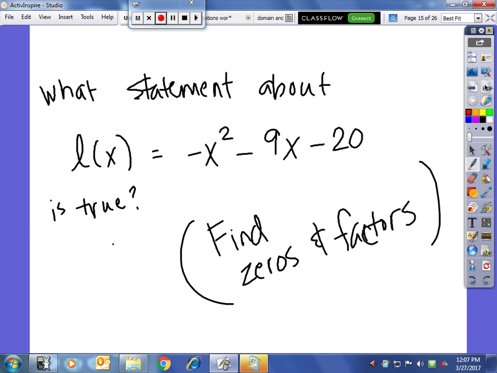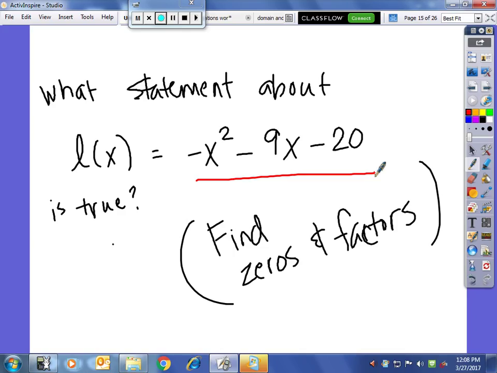Now I want to talk about this one too, because we're going to learn something new here. Yes, they're calling this function L. Function L depends on x, and this is the function rule. Now, there are two questions like this, and we had one like this on a CBA a few grading periods ago. They're going to ask you about the roots and the zeros.